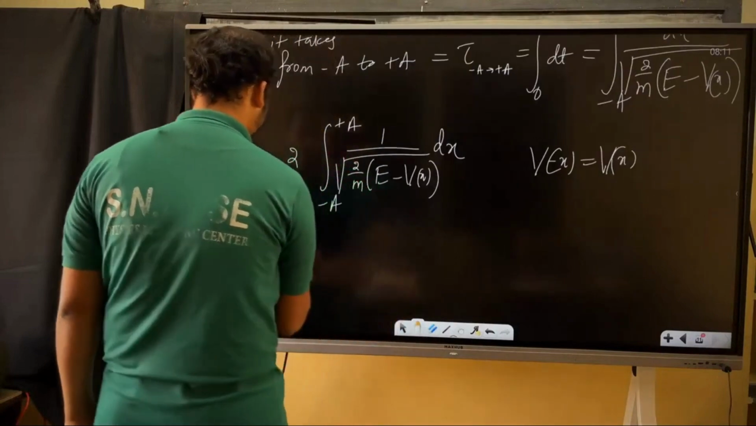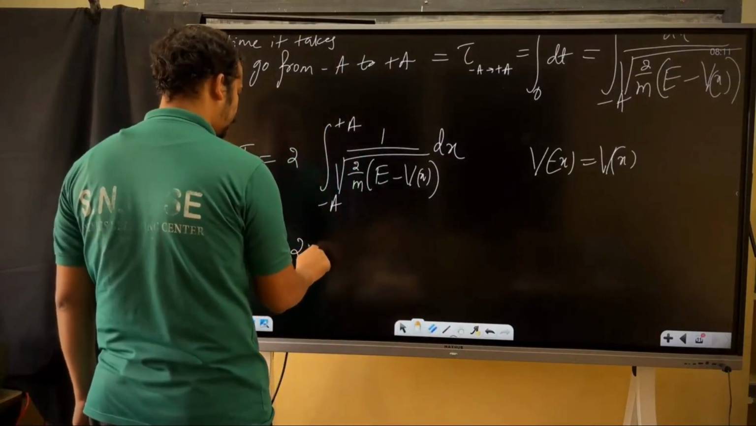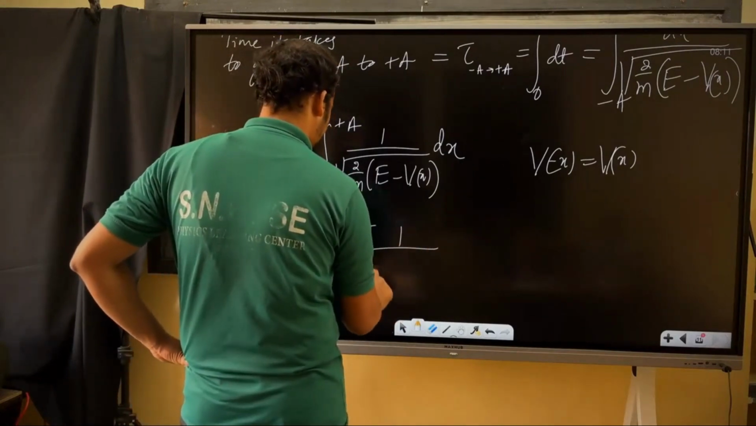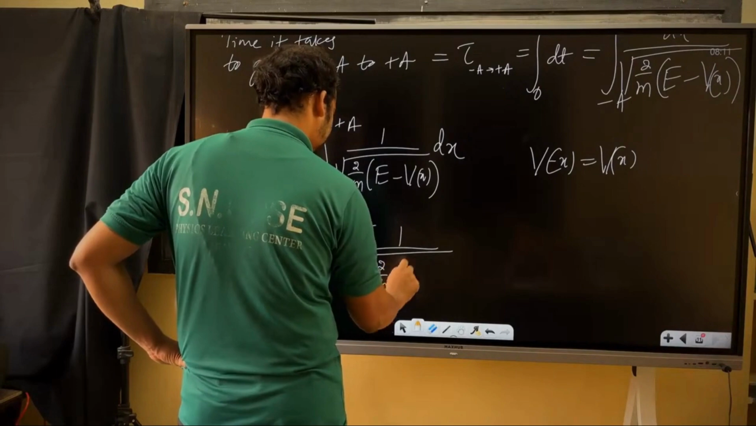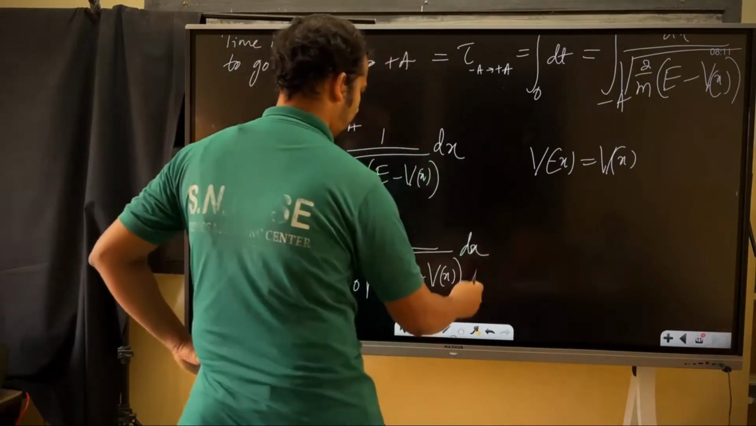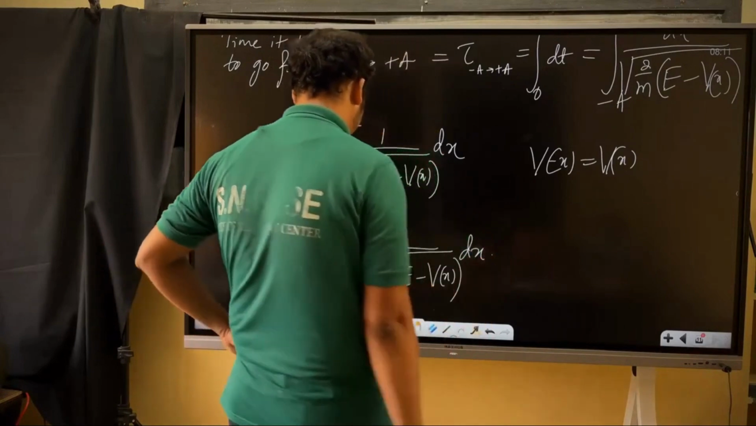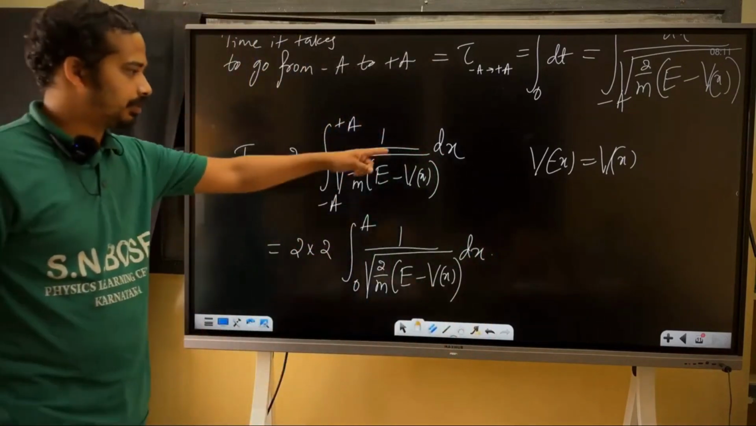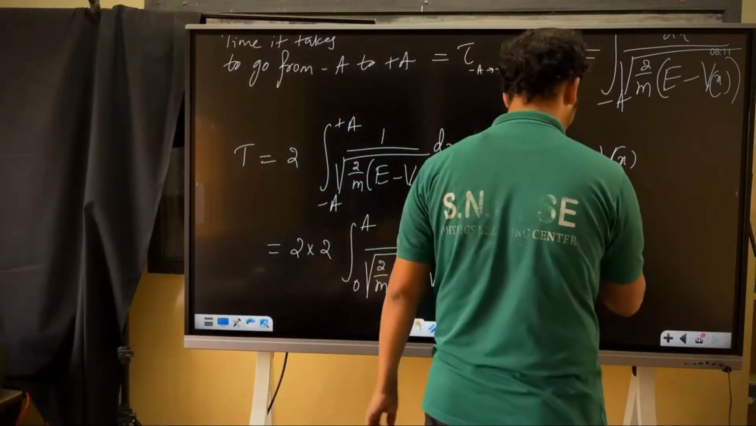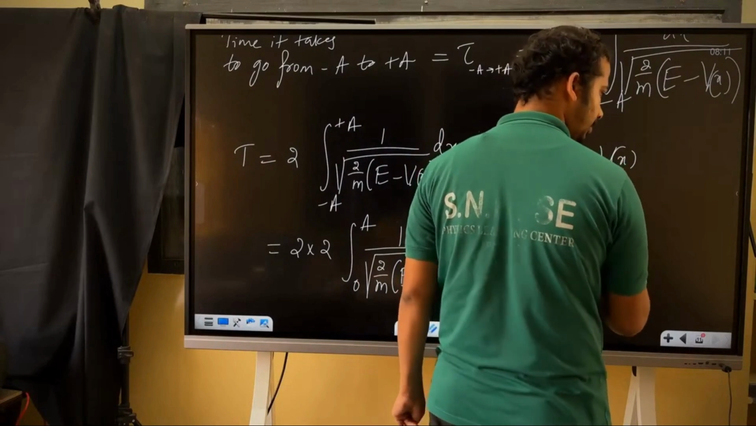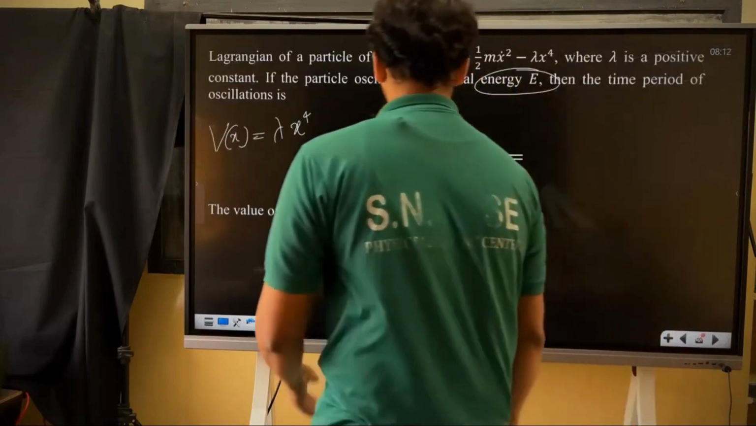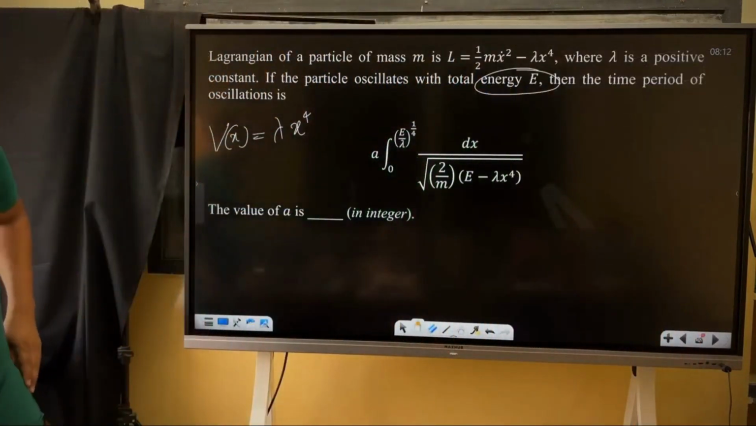In case of an even function, how do you write? 2 times 2 times 0 to a, 1 by root of 2 by m, E minus V of x, dx. Fine. 4 times 0 to a. A is nothing but, what is that? E by lambda raised to 1 by 4. Now you go back and you choose your answer. A is nothing but 4 actually.